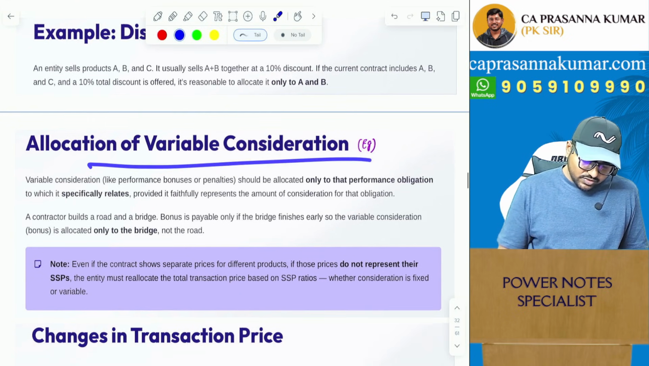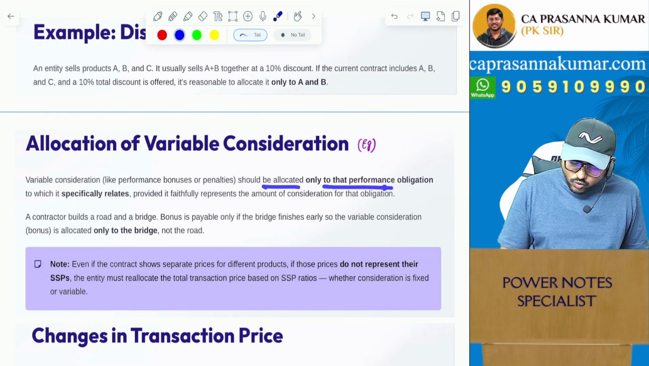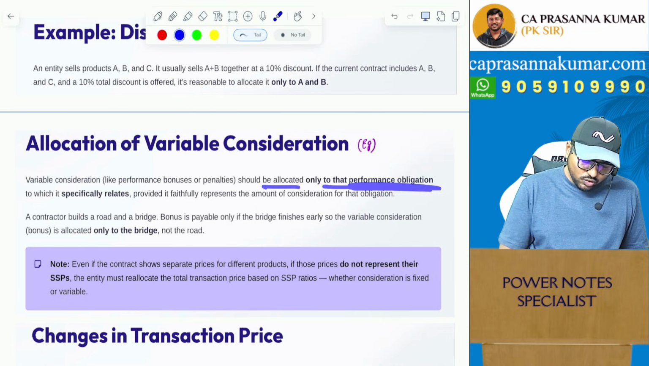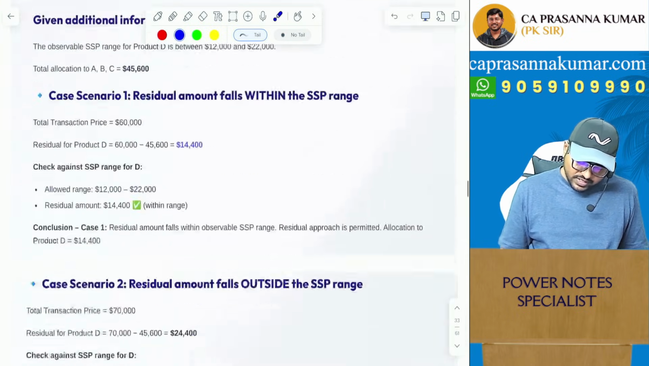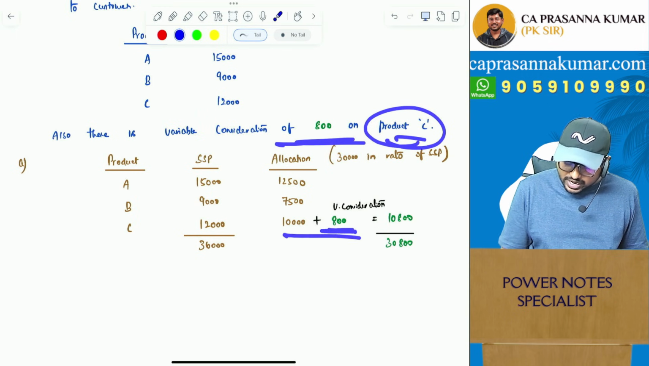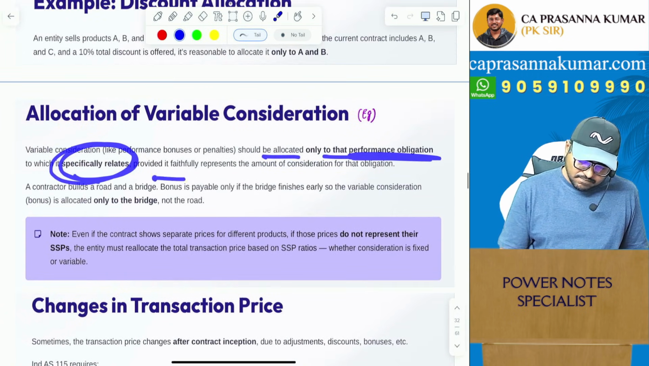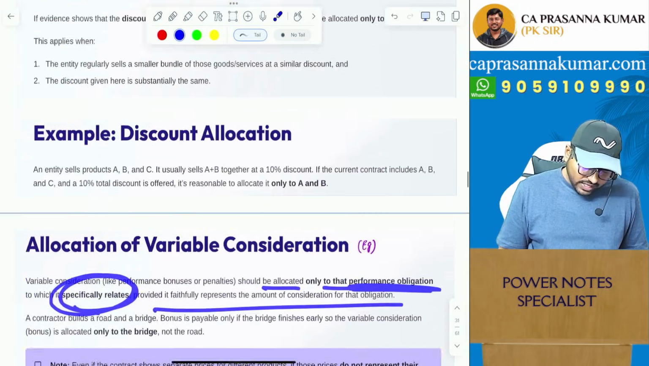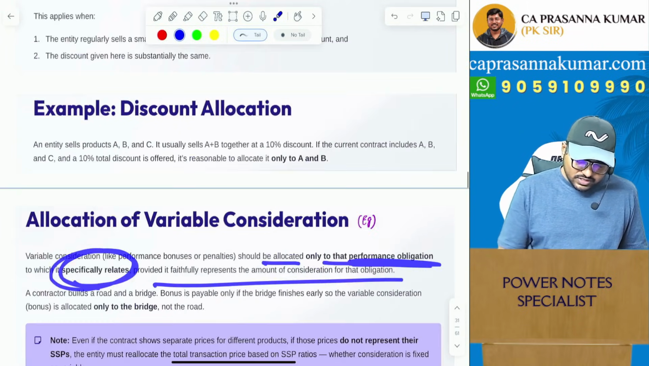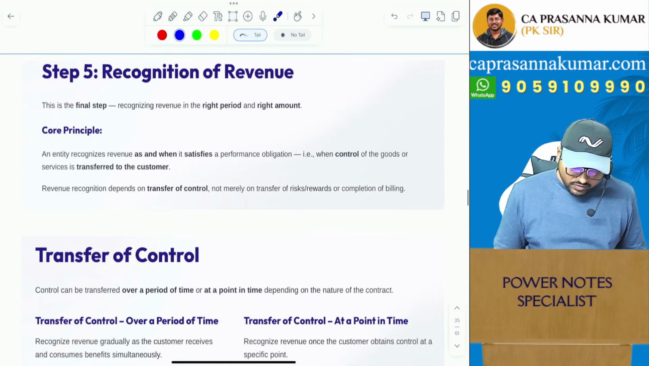Allocation of variable consideration. Variable consideration like performance bonus or penalties should be allocated only to that performance obligation to which it specifically relates. In this case, this specifically relates to product C. So therefore, you should add it only to product C. Got the point? That's what we have given here, right? Allocation of discount, those things we have already covered. So with this, we are done with step 4.